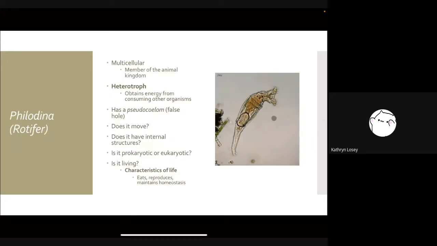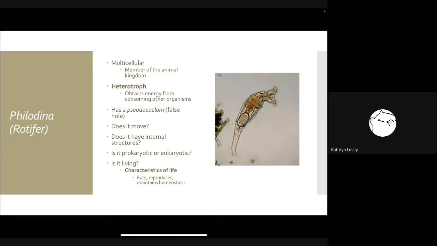All right, so then you looked at a rotifer. This is a member of the animal kingdom. It is multicellular. It's a heterotroph, which means it obtains energy from consuming other organisms. This pseudocoelom was not a bold italicized word, but it is in your lab. So just to briefly go back over it, it has a false hole.